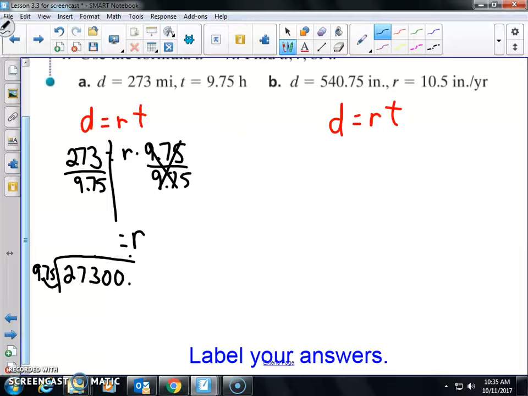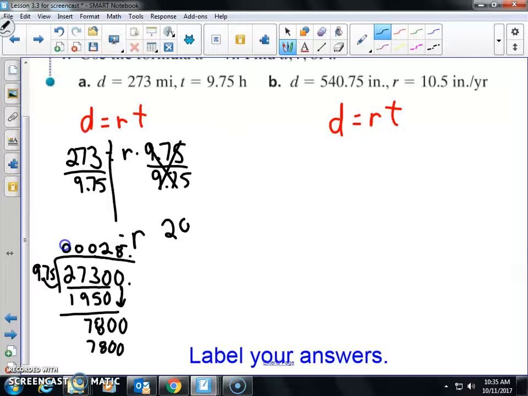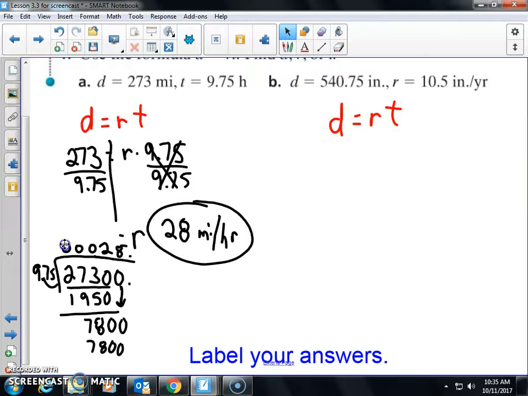So I know 975 won't fit into 2 or into 27 or into 273, but 975 will fit into 2,730 twice, and I know that's 1950. And when I subtract, I'm left with 780. Bring down the 0. And 975 times 8 is exactly 7,800. So our rate for this problem is 28 miles per hour, which doesn't sound very fast if you're driving a car, but if you were riding a bicycle, that's really, really moving.